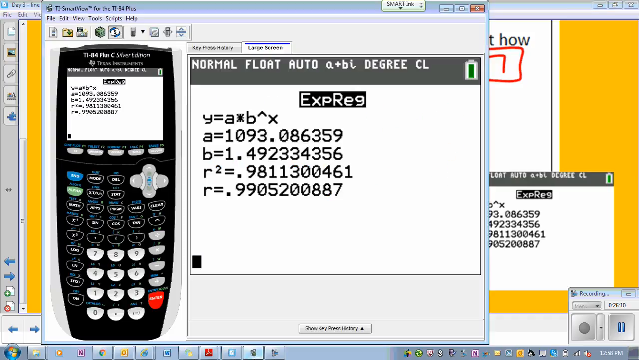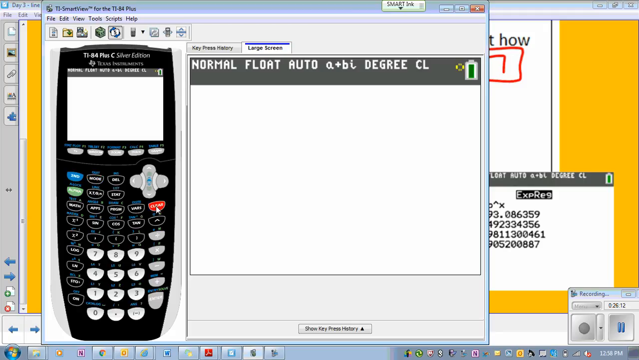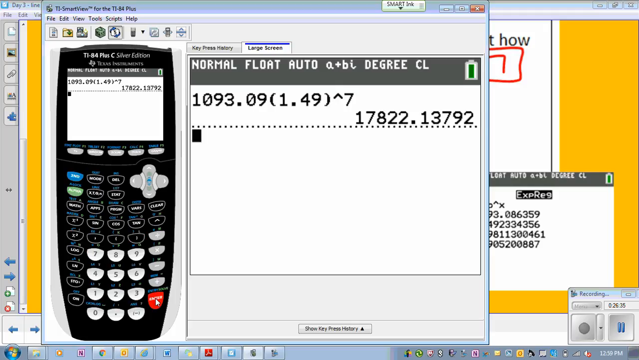All right, so what I can do is I can store, right? So what is this? 1093.09 times 1.49 to the 7th power. Yeah? Hit enter. What do you get? About 18,000. 17,822.